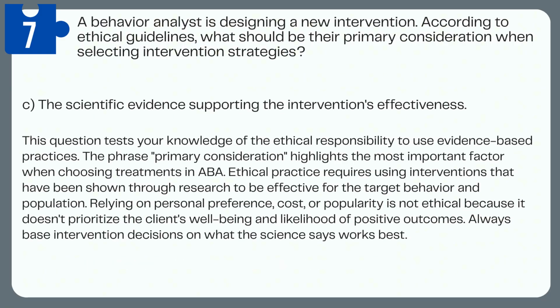Answer: C. The scientific evidence supporting the intervention's effectiveness. This question tests your knowledge of the ethical responsibility to use evidence-based practices. The phrase primary consideration highlights the most important factor when choosing treatments in ABA. Ethical practice requires using interventions that have been shown through research to be effective for the target behavior and population. Relying on personal preference, cost, or popularity is not ethical because it doesn't prioritize the client's well-being and likelihood of positive outcomes. Always base intervention decisions on what the science says works best.